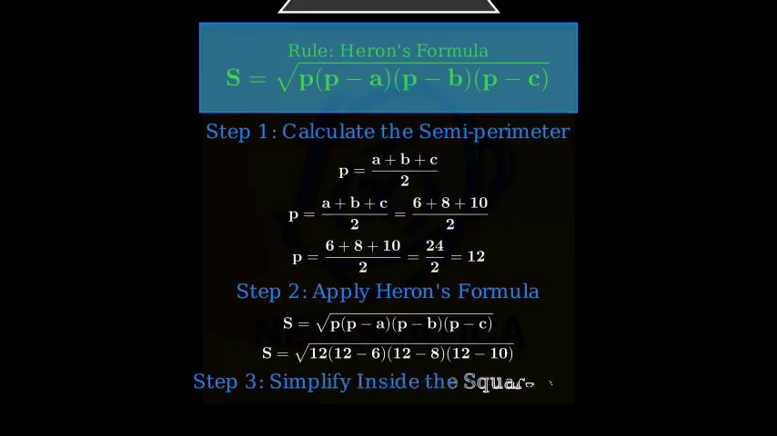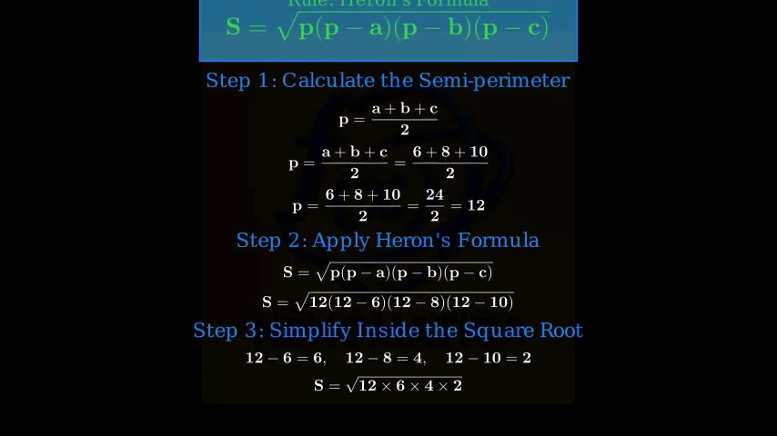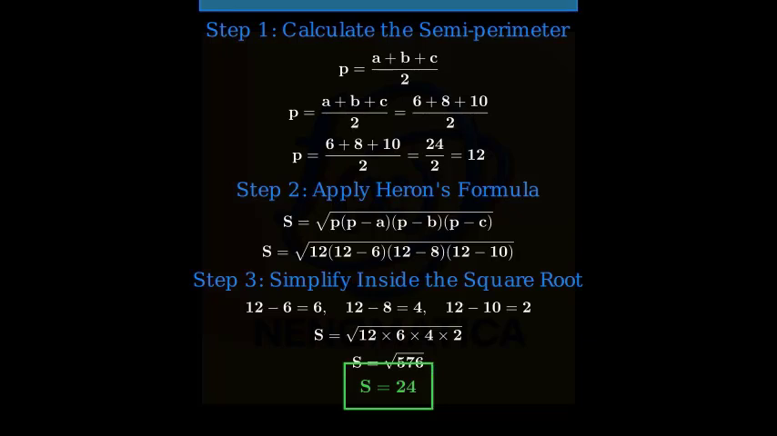Step 3. Now let's simplify the expression inside the square root. 12 minus 6 equals 6, 12 minus 8 equals 4, and 12 minus 10 equals 2. So our expression becomes S equals the square root of 12 times 6 times 4 times 2. Let's multiply the numbers inside the square root. 12 times 6 is 72, and 72 times 4 is 288, and finally, 288 times 2 is 576. The square root of 576 is 24. Therefore, the area of our triangle is 24 square units.